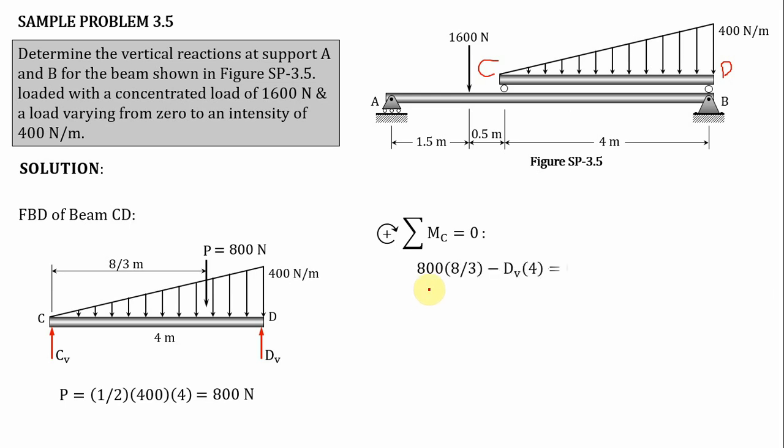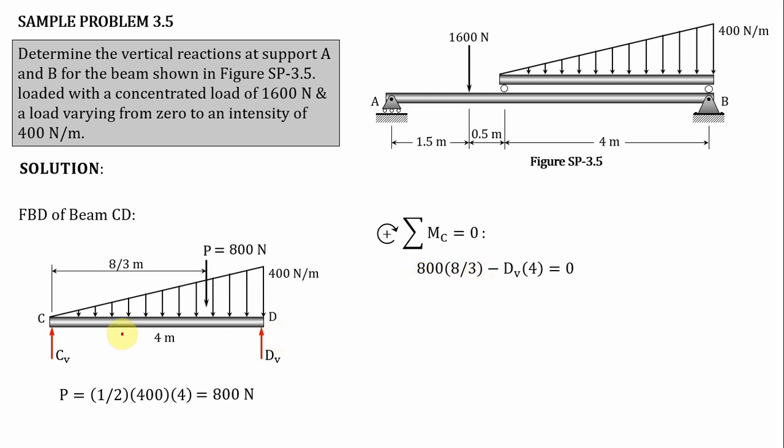So this is the equation, class. The 800 Newton, when we take moment at point C, will produce a clockwise moment. And we assume the clockwise moment is positive, so that's why it is positive. So positive 800 times what is the moment arm? The moment arm is 8/3 meter. So 800 times 8/3 meter.